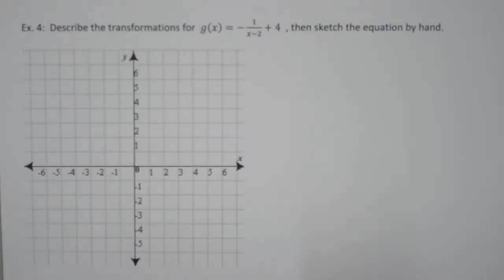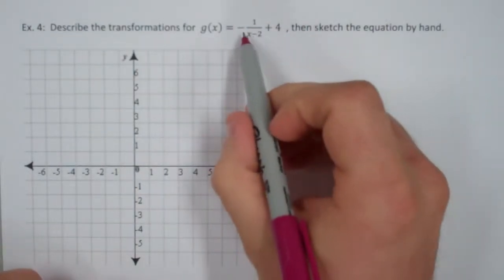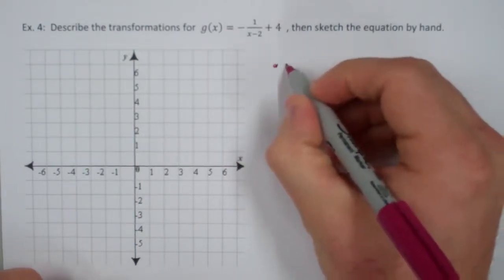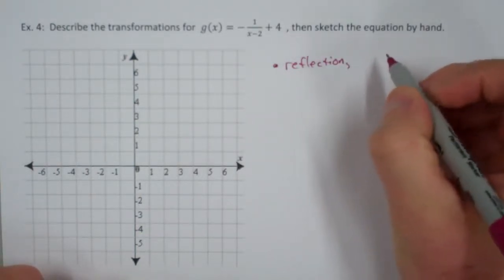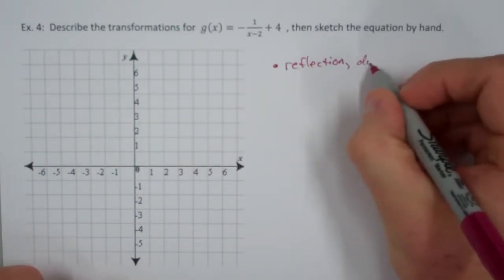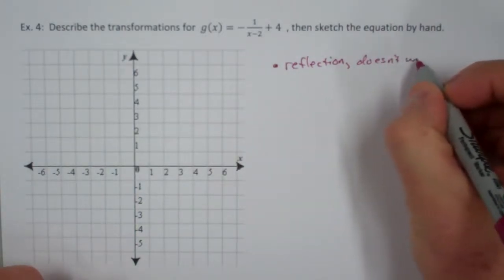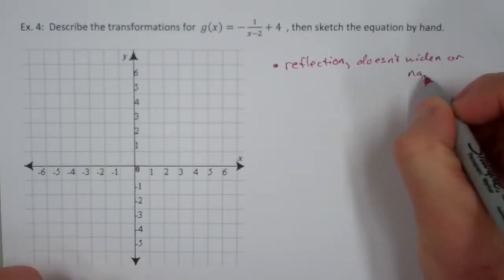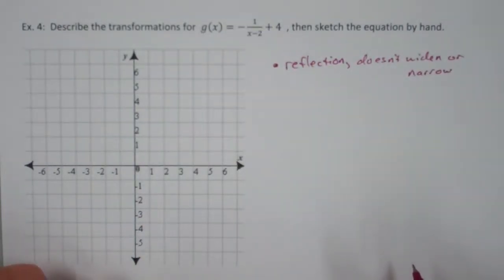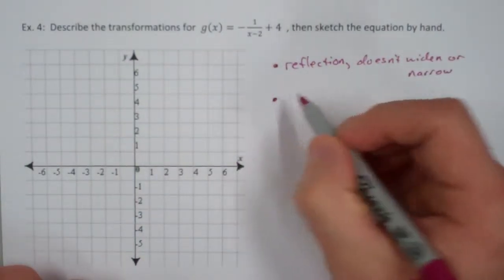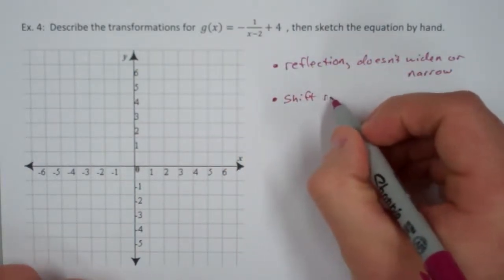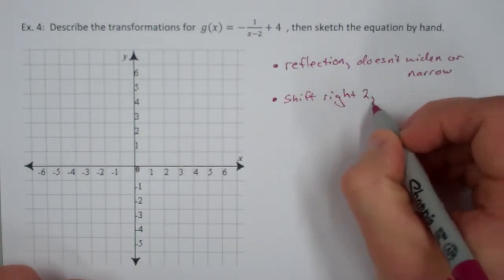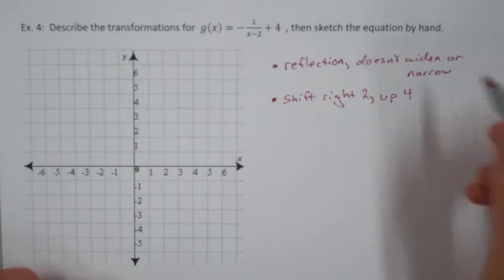In example 4, we need to describe the transformations for this function and sketch the equation by hand. So let's take a look. We've got a negative sign here, so that'll be a reflection. Doesn't look like there's any stretching, so it doesn't widen or narrow. You could use the words stretch or shrink if you wanted to. And we do have a couple shifts though. So there's going to be a shift right by 2 and up 4.